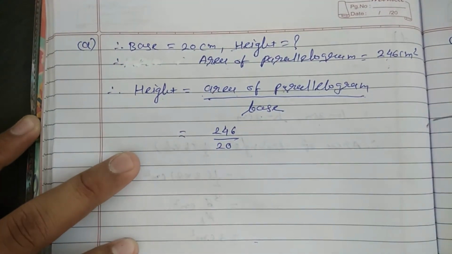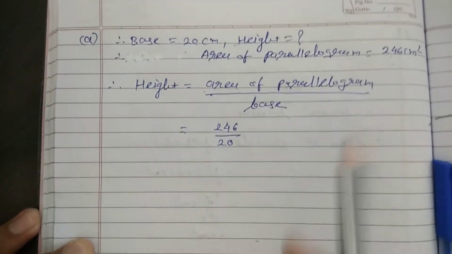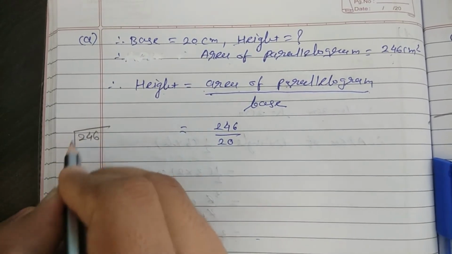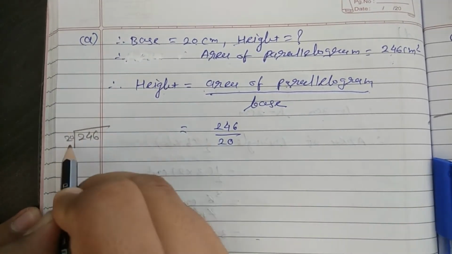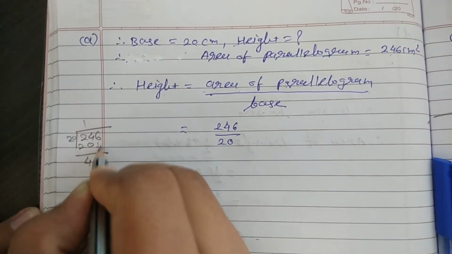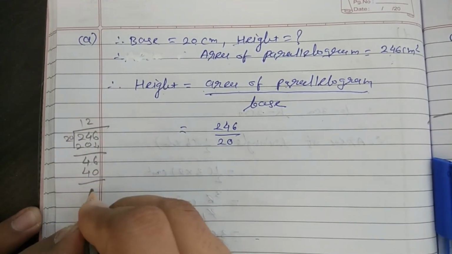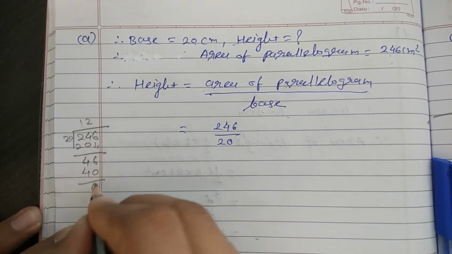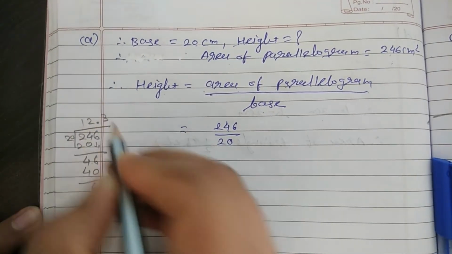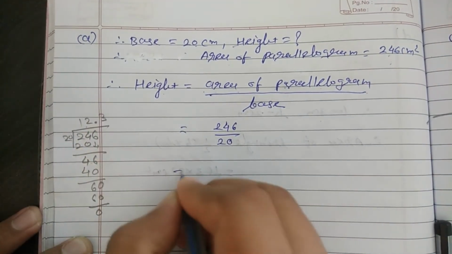So here we will do the division. 246 divided by 20. 20 ones are 20. 24 minus 20, it is 4. And 6 will come down. 20 twos are 40. 46 minus 40, 6. Now 6 cannot be divided by 20. So here we will add 0. So here the decimal point will come. 20 3s are 60. Our remainder is 0. So our answer is 12.3. So that is equal to 12.3.